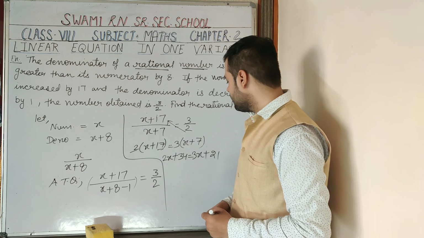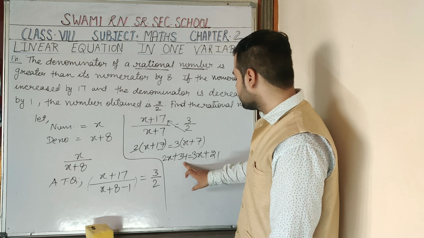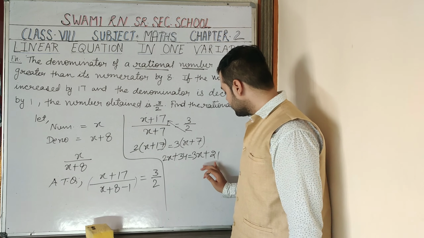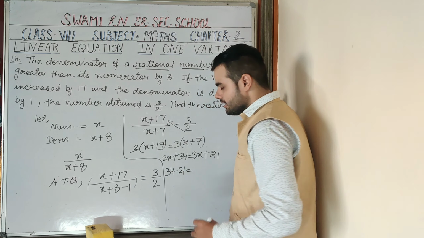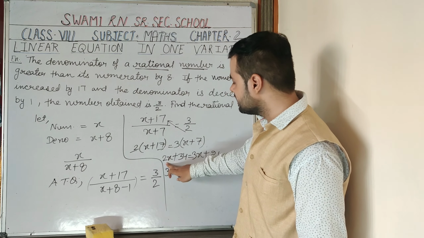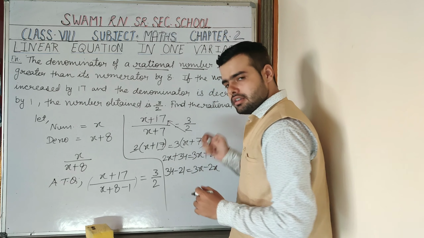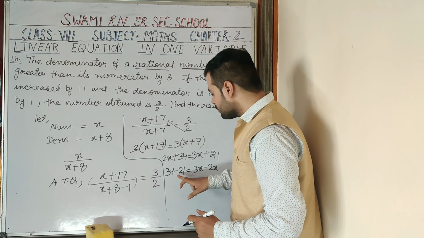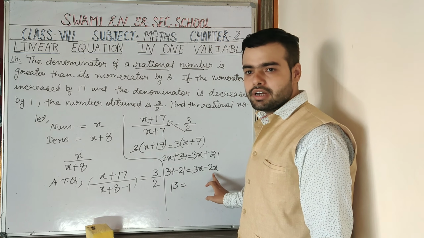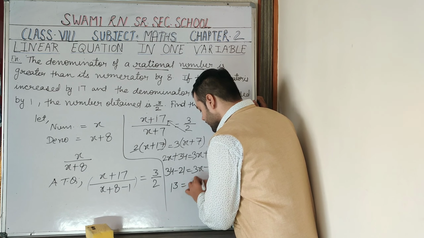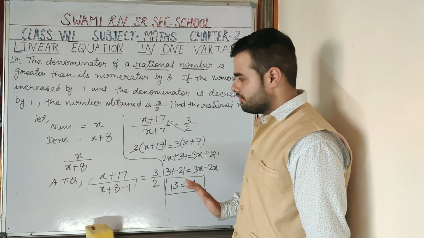Now as we know very well, we have to put the variables on one side and the constants on the other side. So I will take this 21 to that side. So that is 34 minus 21 is equal to, and sending 2x to the other side, it also changes to a negative sign. So 34 minus 21, that is 13, and 3x minus 2x, that is 1x. So I can write x. Okay, so that is the value of x which we found.